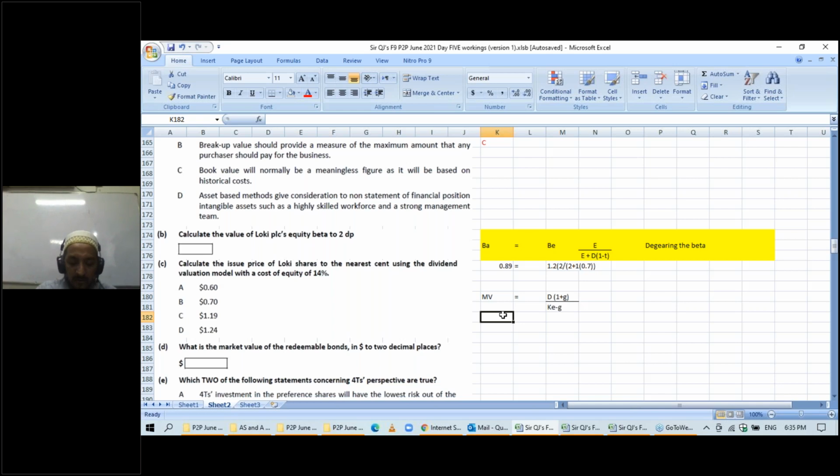Okay, so 0.14 is the total dividend divided by 0.14 cost of equity minus 0.04 the growth rate. So this gives you 1.4 million, and the number of shares is 2 million. So divide 1.4 million by 2 million shares to arrive at 0.7, which is the price per share.